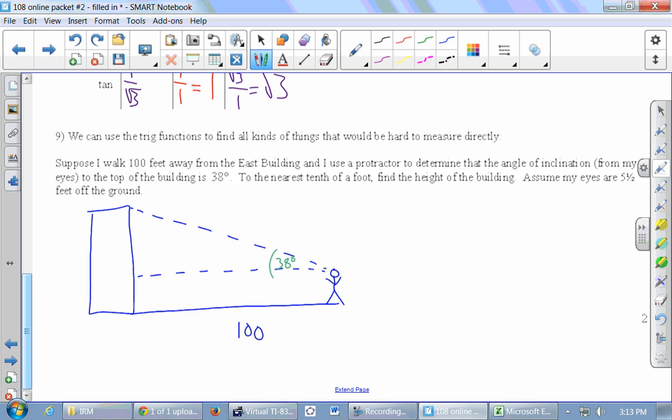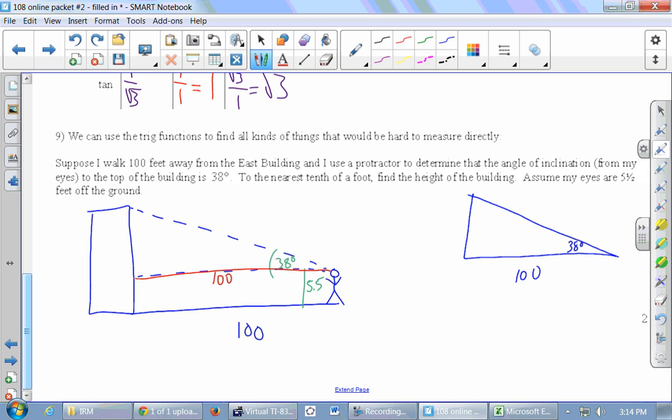To the nearest tenth of a foot, find the height of the building. Assume my eyes are 5.5 feet off the ground. So that means this distance in here is 5.5. Okay, so first thing to observe is that this dotted horizontal line is also 100. That's how far we are from the building. So basically you've got this triangle that's most of the building, then 100 feet, and then a 38-degree angle.